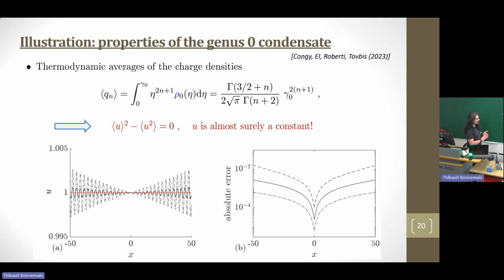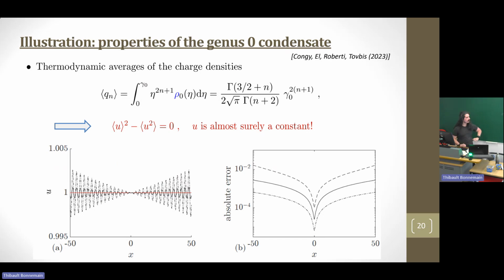Okay. So here, in fact, as I said, for the genus zero condensate, in the thermodynamic limit, you are almost surely constant. There's only one possible realization. So this is a zero entropy state, essentially. And in general, the condensate corresponds to the lowest entropy state for a given genus. So genus 1 won't have zero entropy, but it's the lowest entropy you can get from this kind of gas. This one would have one free parameter, which is the initial phase.